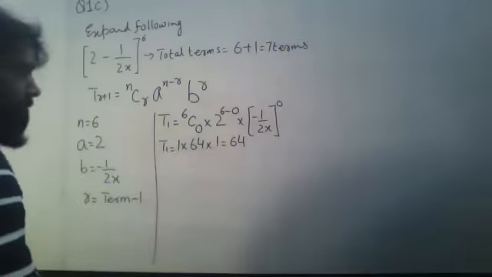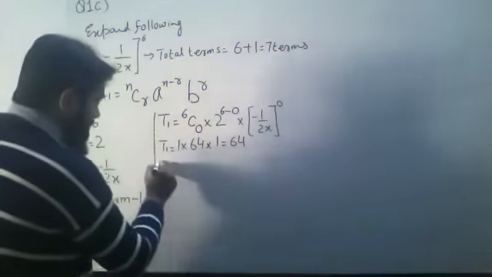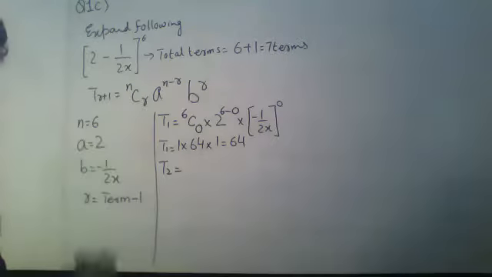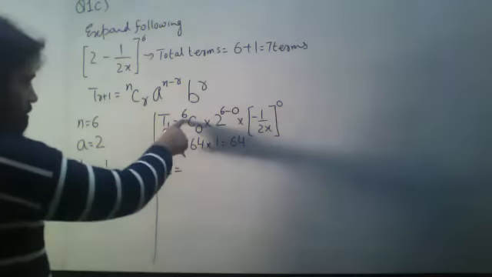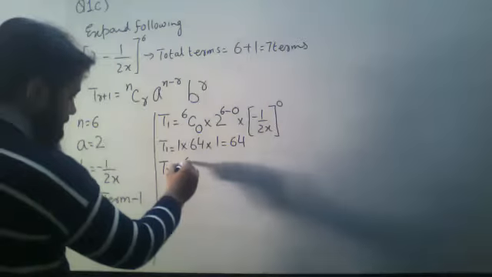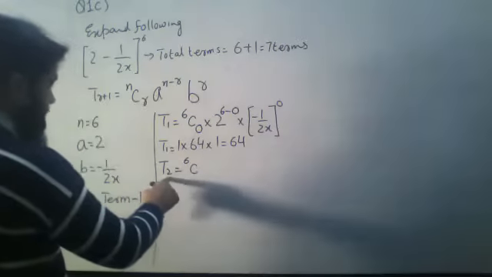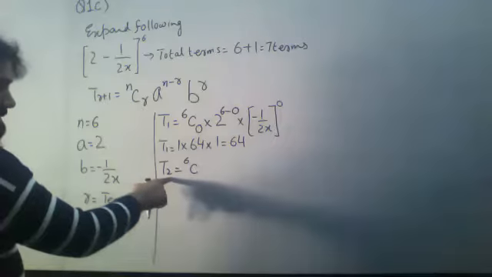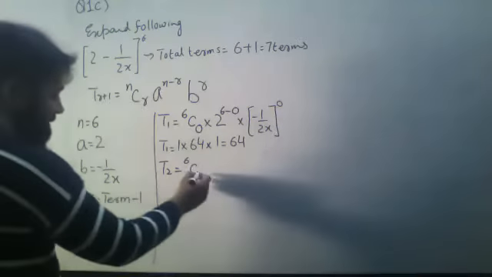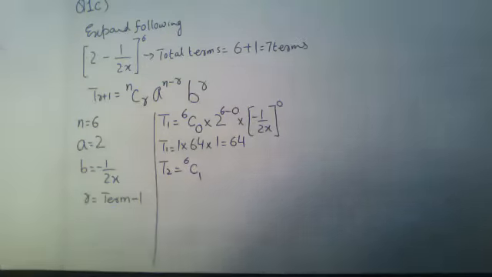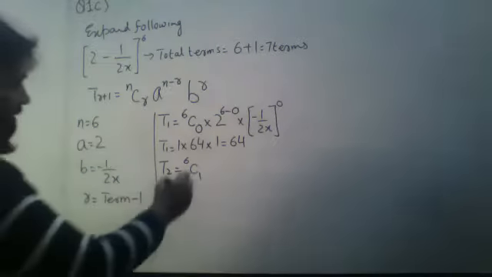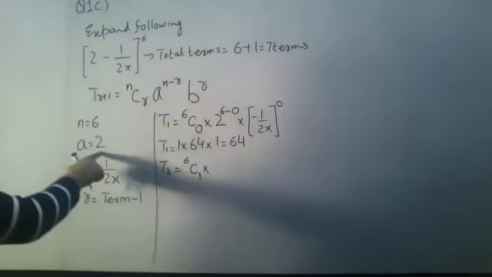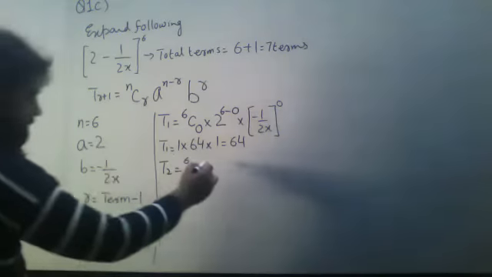Right. So now I'm going for T2. That is my second term. So 6C R. R will be what? One number less than this. So one number less than this will be 1. 6C1 into A. What is A? Your first term. A is your first term.